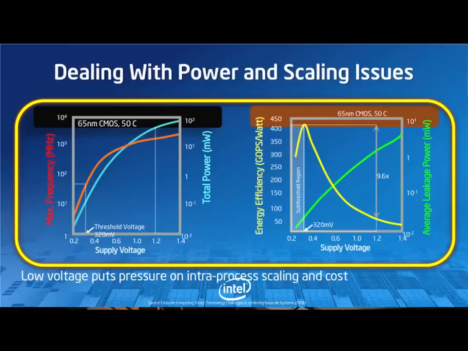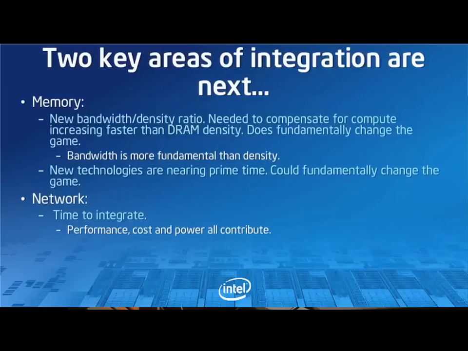You'll have much more frequent errors, and the hardware will need to detect that and correct it if possible, and if not, then hand it up to the runtime system and applications area. And all of that, dealing with those errors, will create a non-deterministic compute environment that is fundamental to the process. So 2 key areas of integration are next. Memory, new bandwidth and density ratios are required.